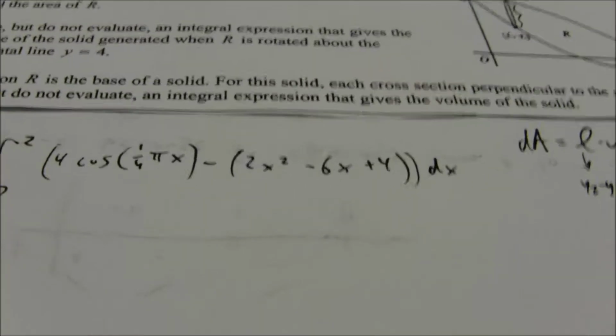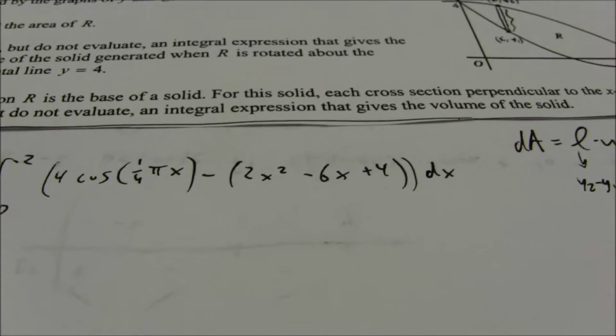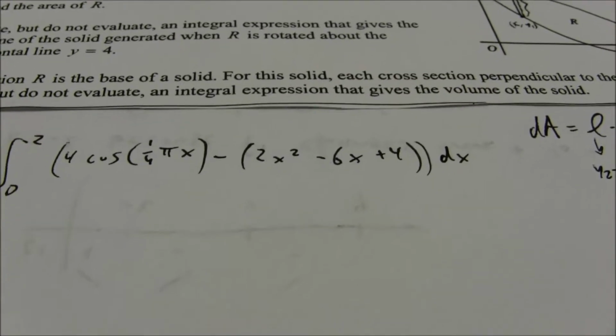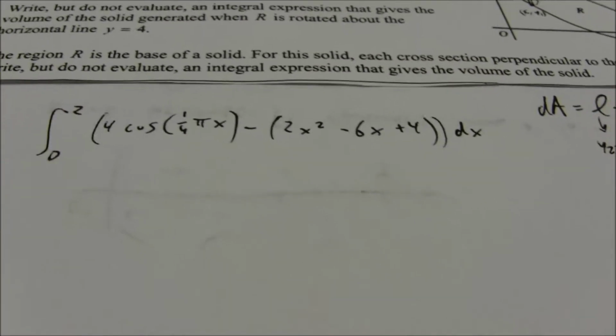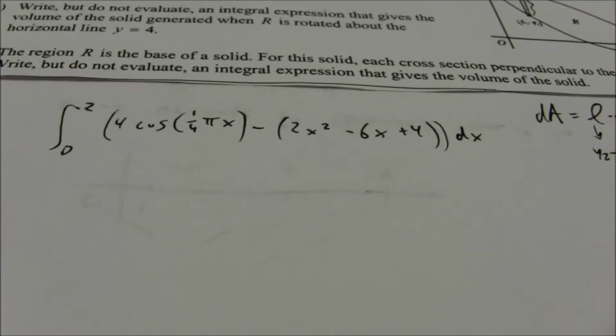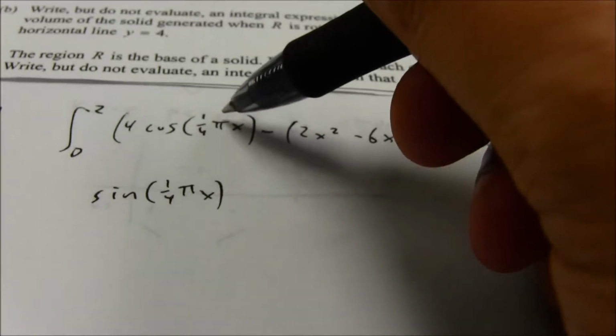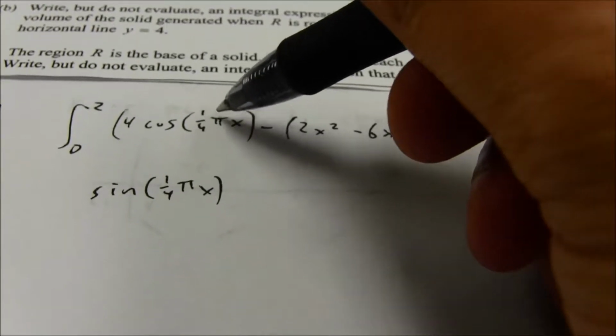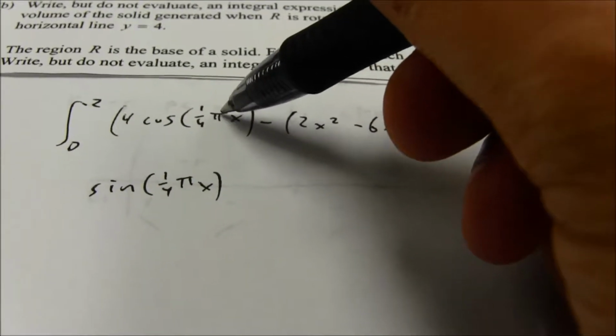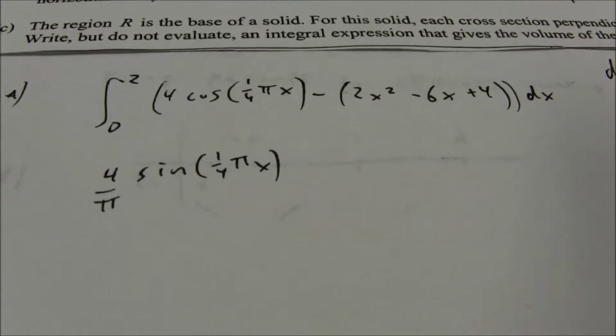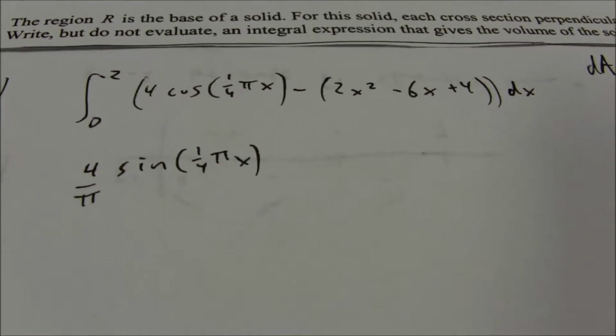Now, this particular problem is supposed to be done using the Fundamental Theorem. It's kind of a long one for that, but just for the heck of it, let's go ahead and do that. If we integrate here, it'll be a sine function. Inside function won't change. The derivative of the inside function is 1/4 pi. So I need a 4 over pi on the outside to counteract for the derivative of the inside function.